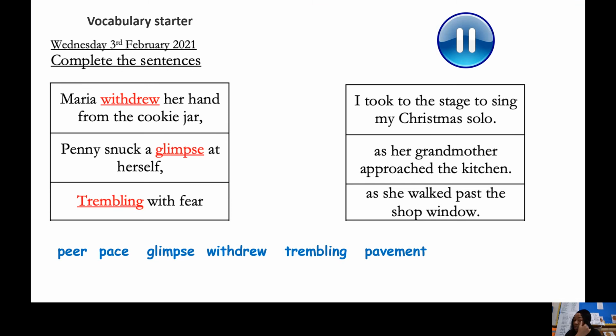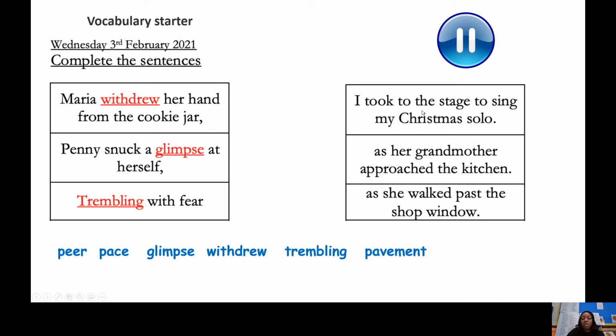First thing you need to do is the vocabulary starter. If you have the sheet, then you can print it off. If not, then all you need to do is just match the sentences correctly. So just copy out this whole sentence correctly. For this first one, I can read you the options. Maria withdrew her hand from the cookie jar. Penny snuck a glimpse at herself, trembling with fear.